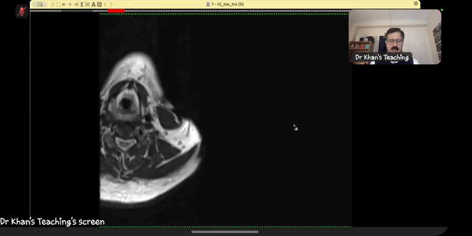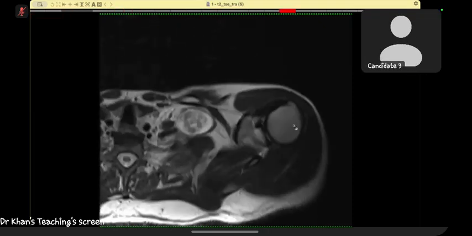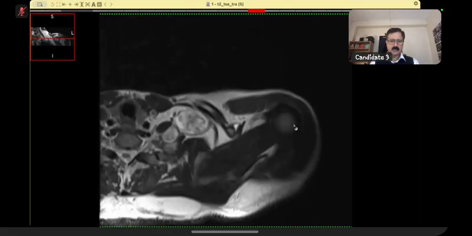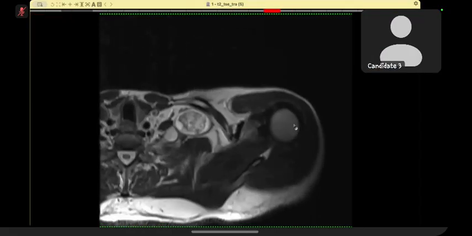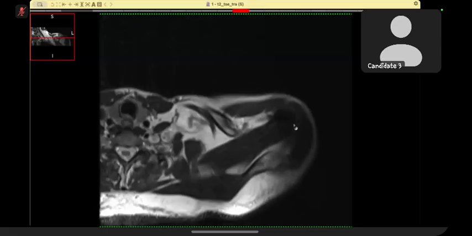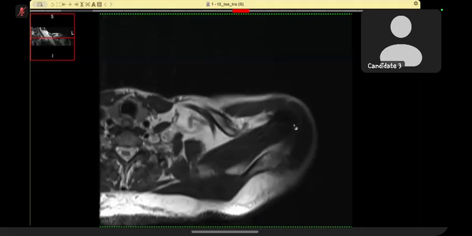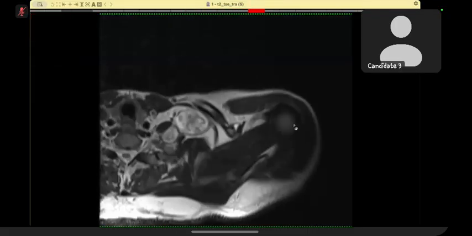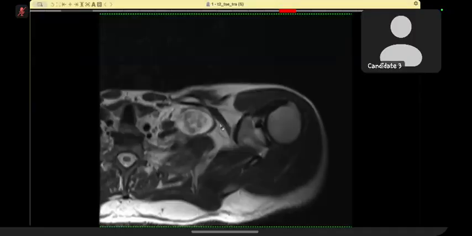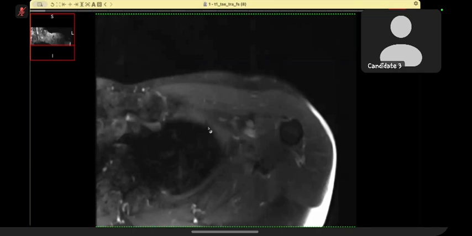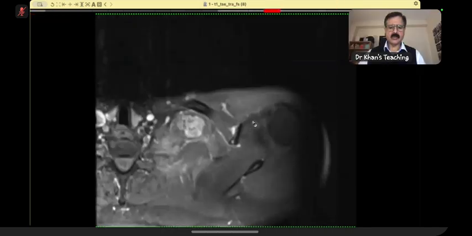I will scroll through the images up to the area of interest. Correction, sorry, this is a T2. The lesion is heterogeneous, peripherally hyperintense, and the central component is hypointense. There is no associated soft tissue infiltration. I would like to see the post contrast images. I think it's giving a target type appearance on the T2 weighted images. Yes, this is the post contrast. It shows heterogeneous post contrast enhancement.